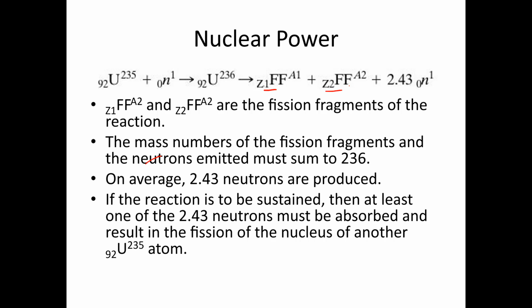The mass numbers of those fission fragments and the neutrons must sum to 236. On average, in that case, 2.43 neutrons are produced. If the reaction is to be sustained, then at least one of those 2.43 neutrons must be absorbed and result in the fission of the nucleus of another uranium-235 atom.